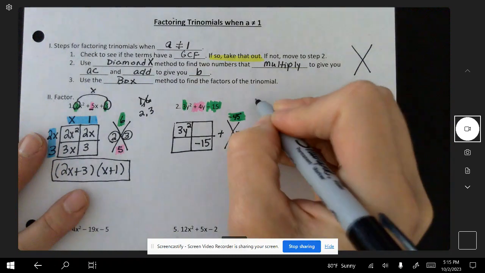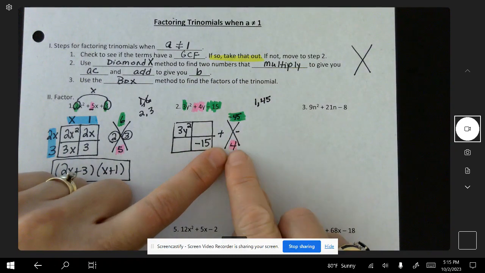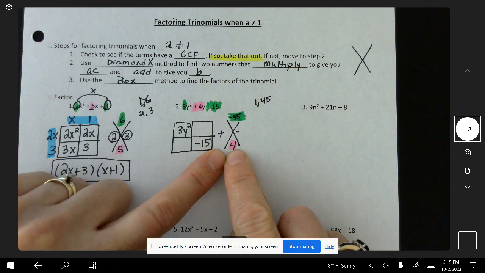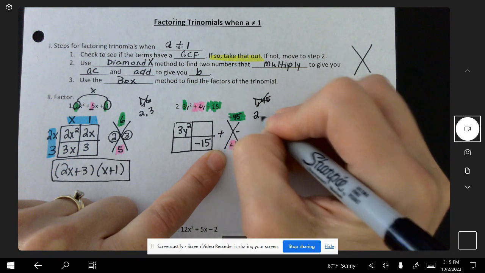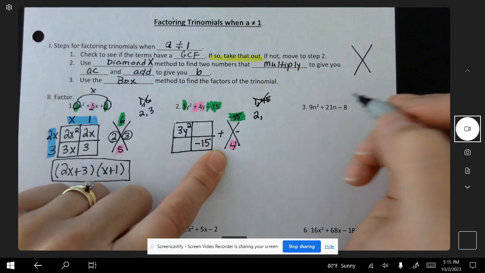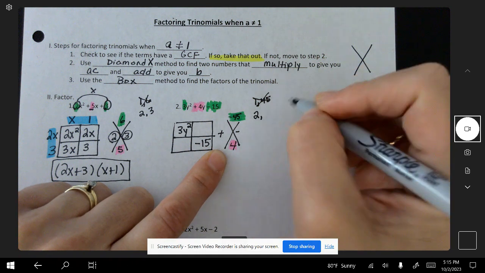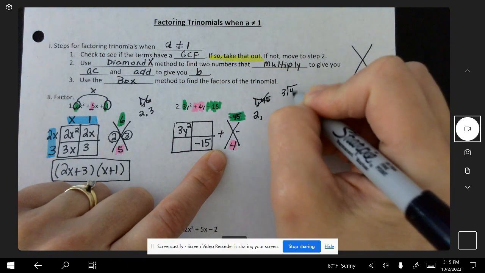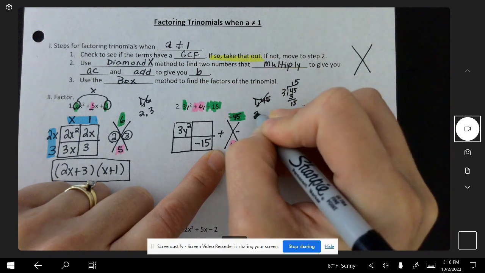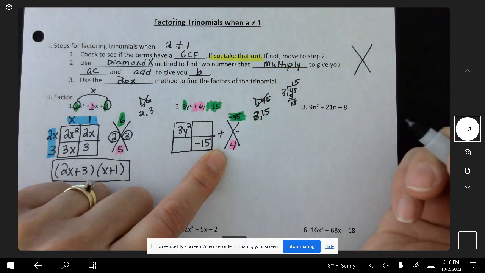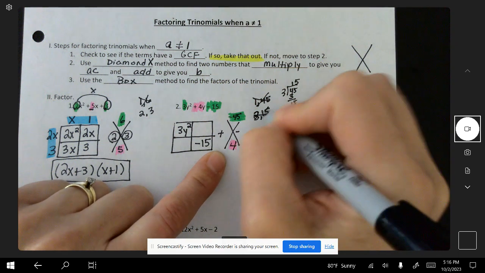All right, let's start at 1. 1 and 45. Well, since these are opposite signs, that means I'm subtracting to get this number. So 45 minus 1 is 44. That doesn't work. All right, let's try 2. 2 and 42 doesn't go into 45, so that doesn't work. Does 3 go into 45? Let's check. And you can do this on a calculator. Yes, it goes 15 times. So 3 and 15, but 15 minus 3 is 12, so that doesn't work.